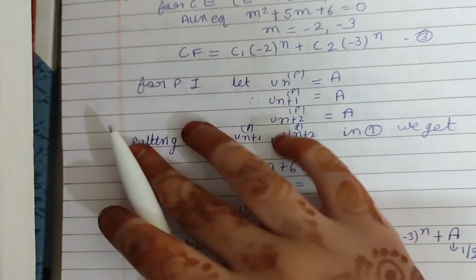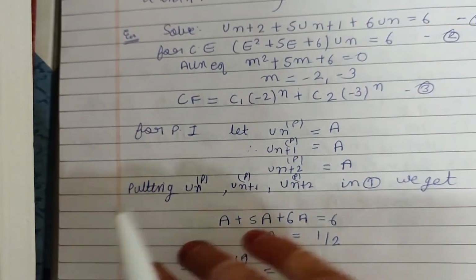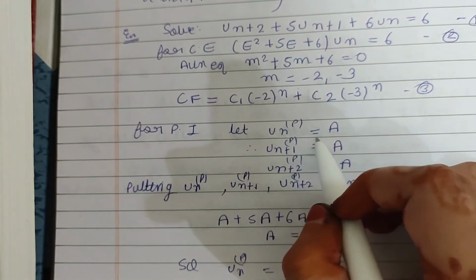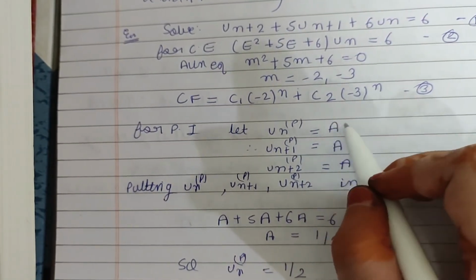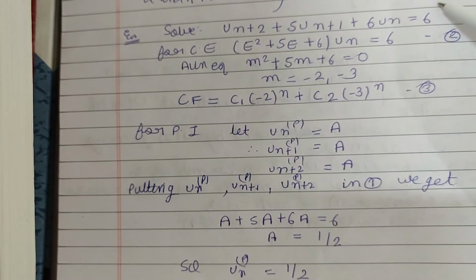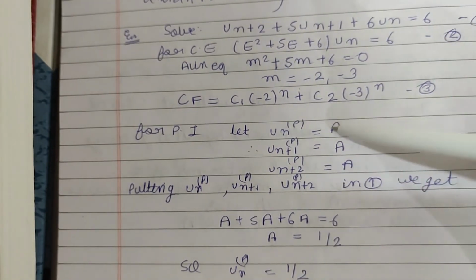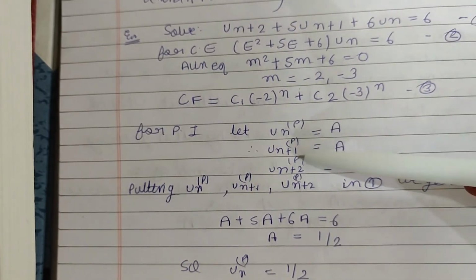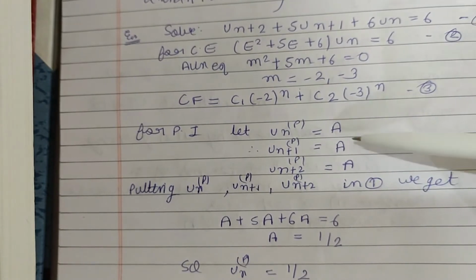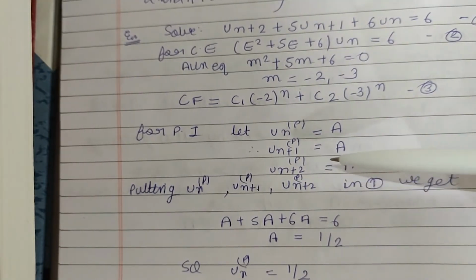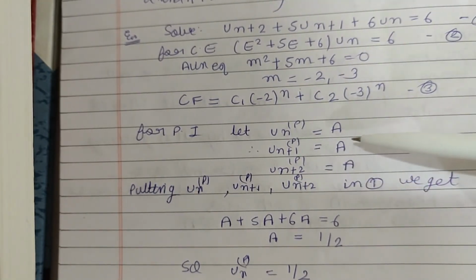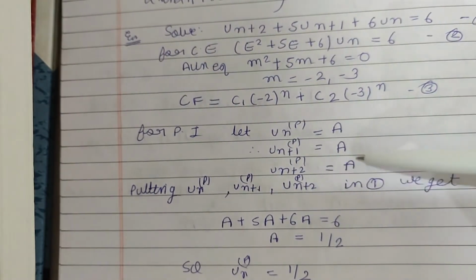Now for PI, what you have to do, write u n equals A, like consider it as a constant value. In the question it is given 6, right? So consider it as a constant value. Then u n plus 1 is what? A again, because it is a constant, it does not include any term with n. So u n plus 2 will be A.